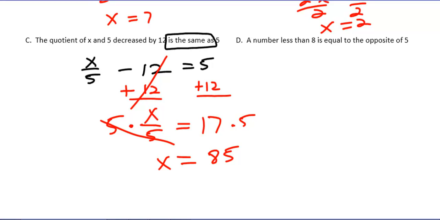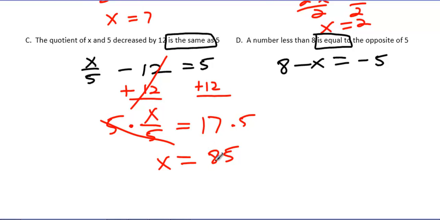All right, the last one, we have a number less than 8 is equal to the opposite of 5. The opposite of 5 is negative 5. That's easy enough. Here's my equals. Now all I have to do is take care of the left. A number would be x, less than 8. Less than is subtraction in opposite order.